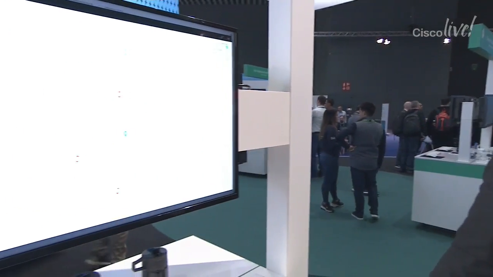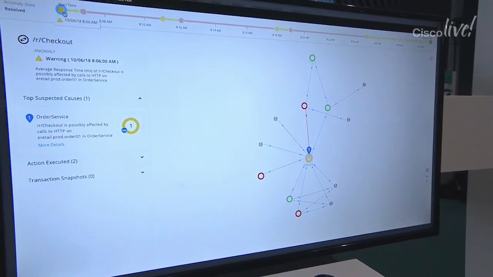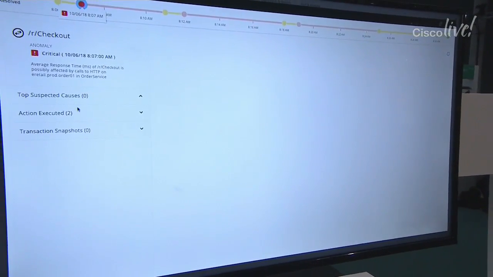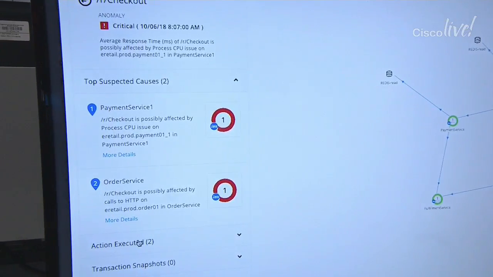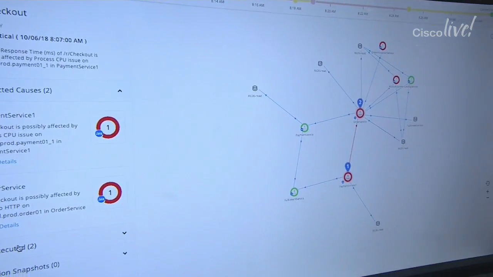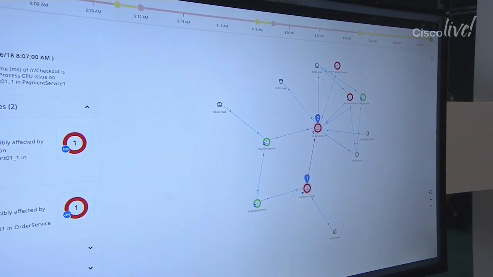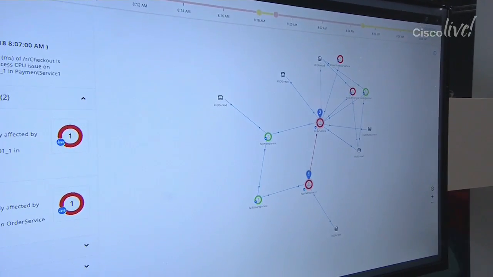But what AppDynamics does with Cognition Engine is it lets us find the root cause of an issue very, very quickly. We can step through this timeline and understand what the top suspected root causes are, in plain, simple English, and we can also execute actions. Many of our customers today are executing millions of actions to solve problems automatically. This notion of AIOps is the next big thing when it comes to AppDynamics.